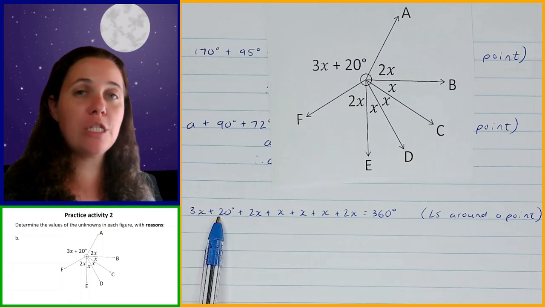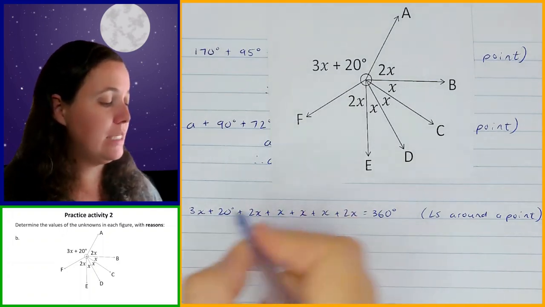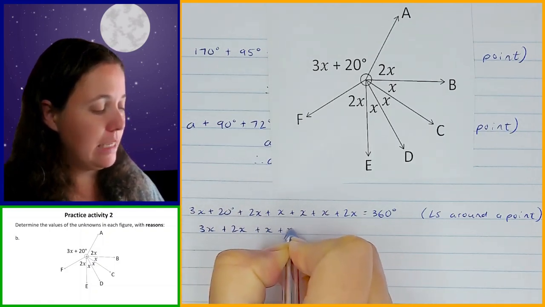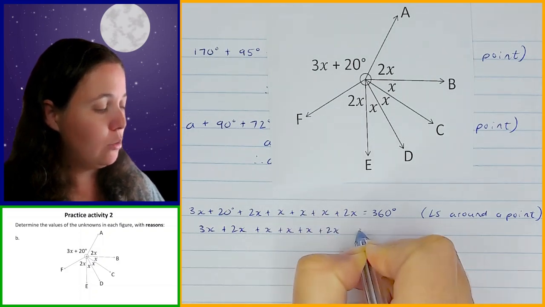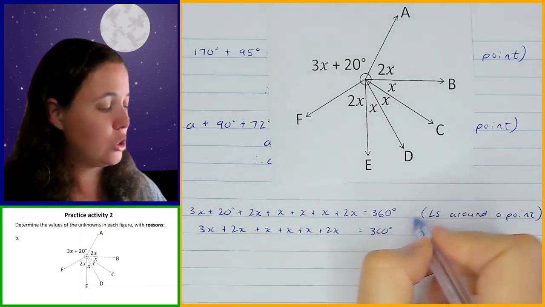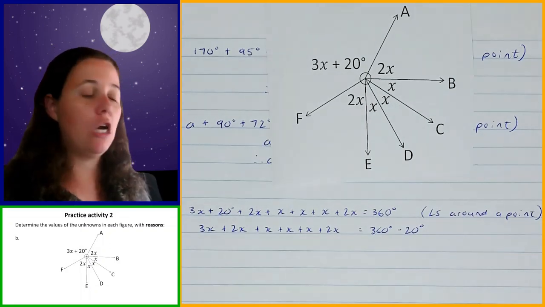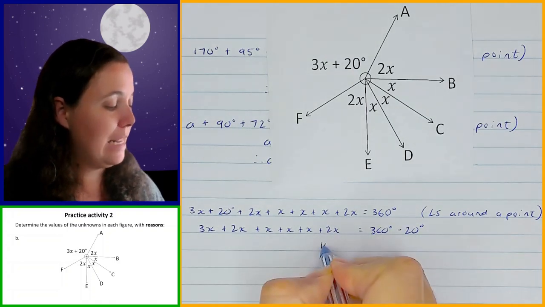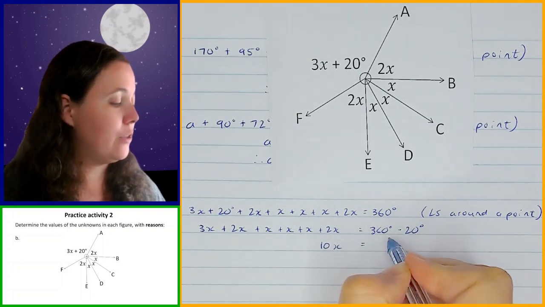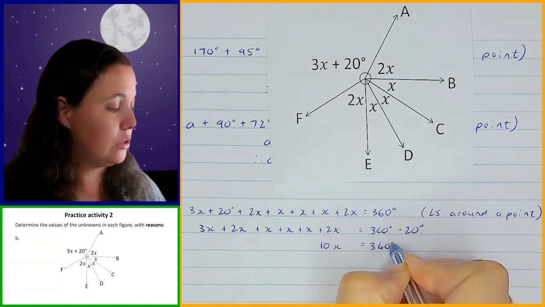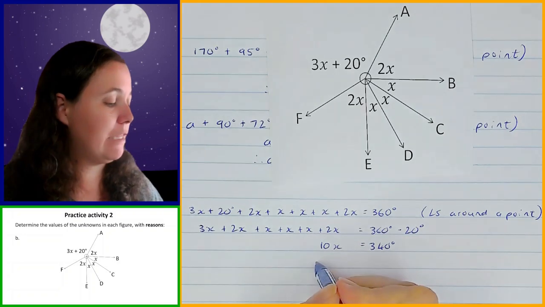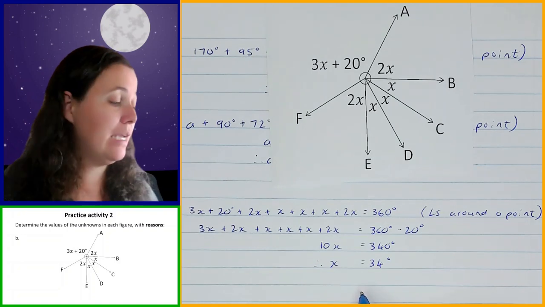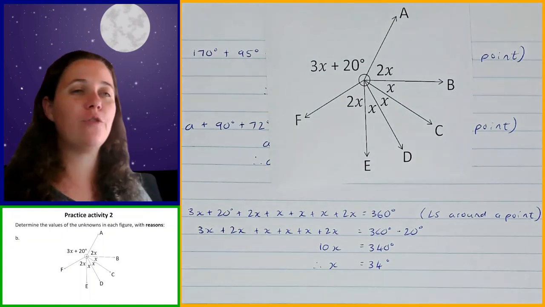I don't want this 20 degrees to be here. I want to get rid of it, so I'm going to subtract 20 on both sides, and then I'm going to be left with 3x plus 2x plus x plus x plus x plus 2x equals 360 degrees, and I'm subtracting 20 degrees on both sides. So now on this side I've got 3 plus 2 is 5, 6, 7, 8 plus another 2 is 10x altogether. And then 360 minus 20 is 340 degrees. Then I'm going to divide by 10 on both sides, and that gives me x equals 34 degrees. So now I know that the value of x is 34 degrees. Okay, so that's what you should have got for that example.